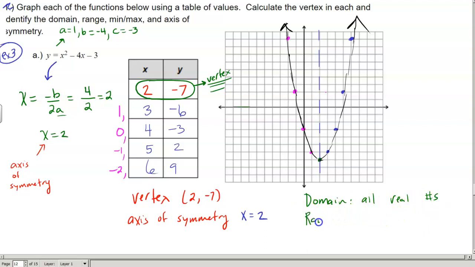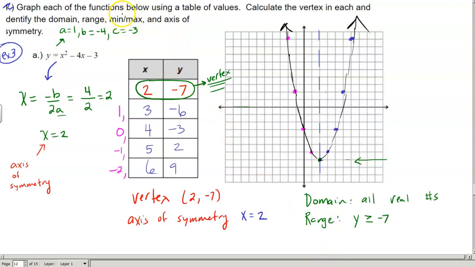Now it asks for the range as well. The range is going to be which y values am I graphing, or which y values am I getting here? It's best to look at the graph and look specifically at your vertex. The lowest point of our graph is right here, which is at -7. And we're graphing everything above that. So my range is going to be the y values that are greater than or equal to -7, because you can see that on the graph.